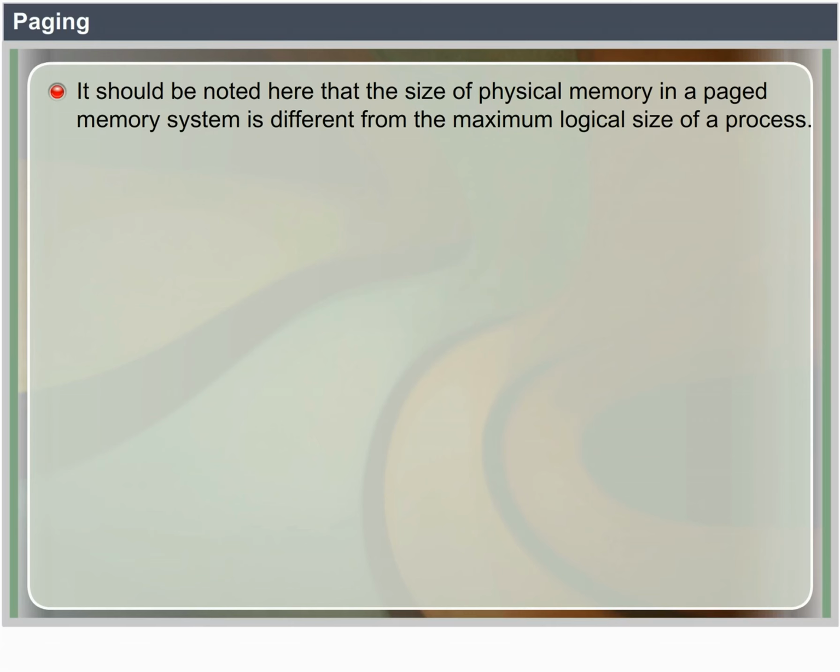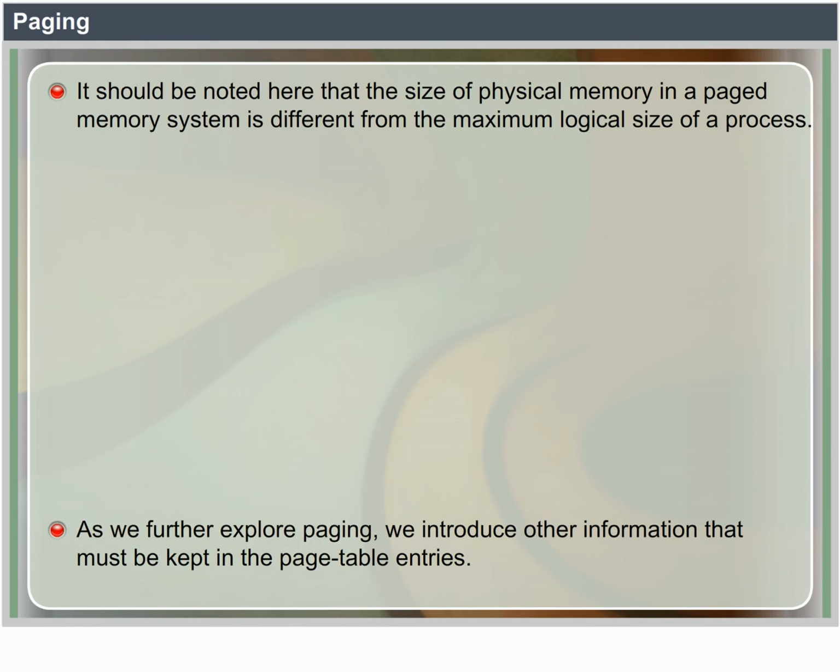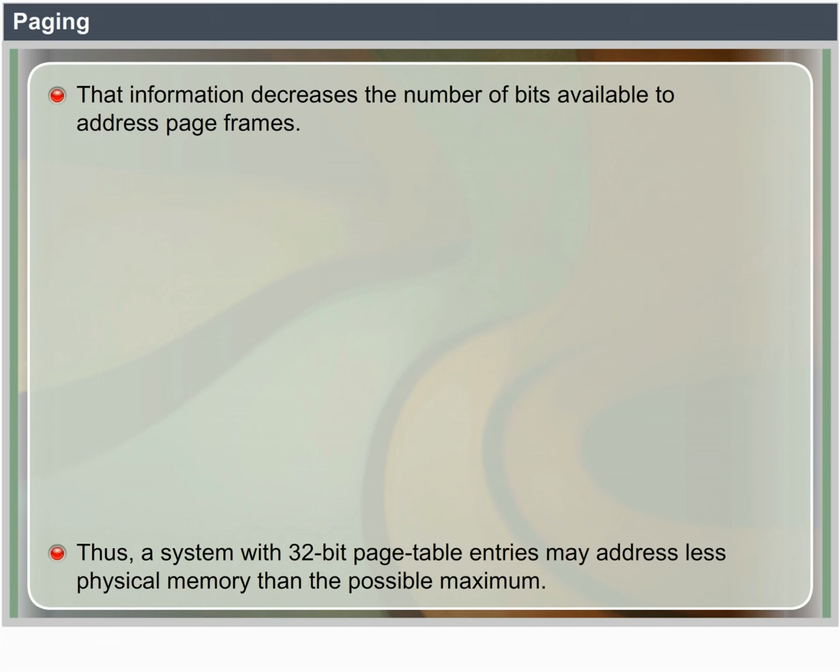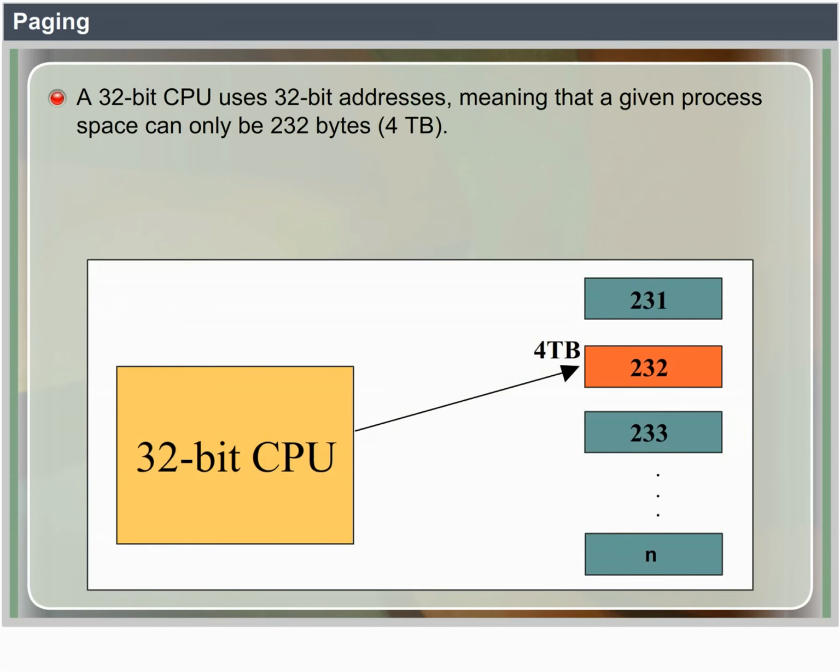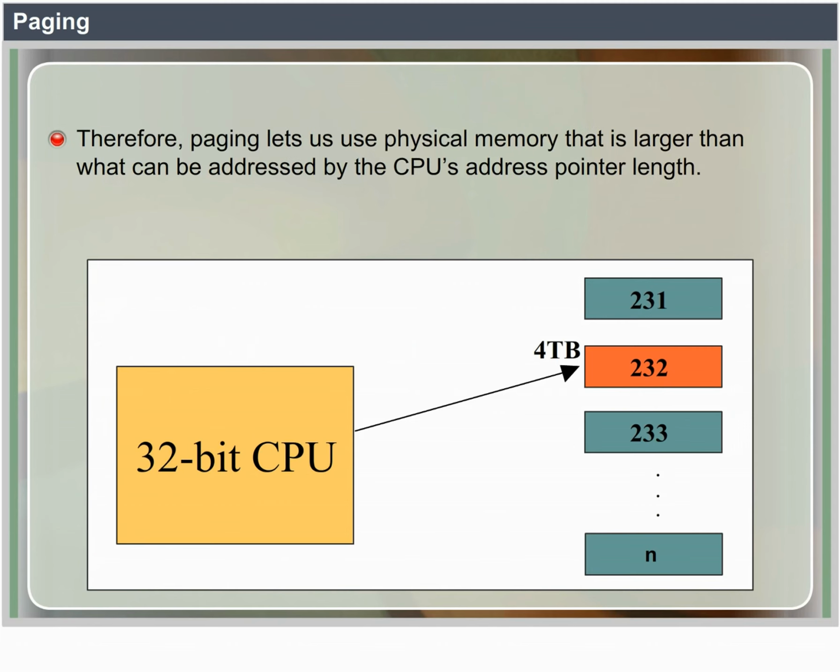As we further explore paging, we introduce other information that must be kept in the page table entries. That information reduces the number of bits available to address page frames. Thus, a system with 32-bit page table entries may address less physical memory than the possible maximum. A 32-bit CPU uses 32-bit addresses, meaning that a given process space can only be 2^32 bytes or 4 gigabytes. Therefore, paging lets us use physical memory that is larger than what can be addressed by the CPU's address pointer length.